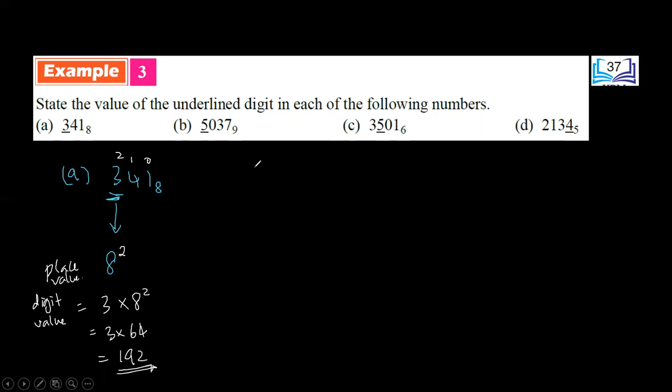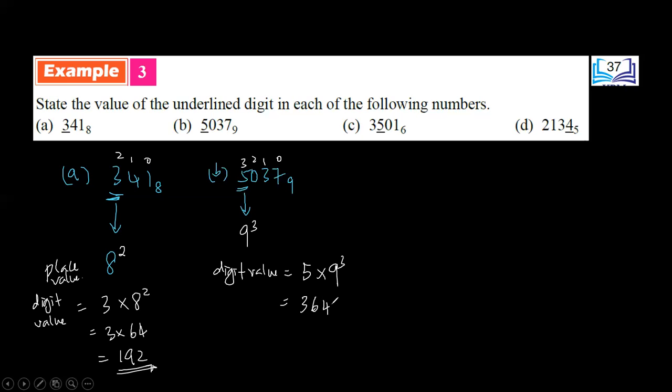Okay, B, 5037 base 9, this 5 here. Again, we start with place value 0, 1, 2, 3. So the place value is 9 to the power 3. The digit value is 5 multiplied by its place value. You may use a calculator to do these calculations. You get 3,645.